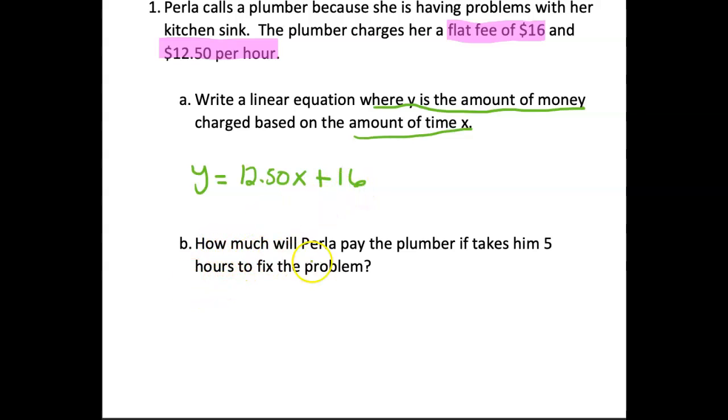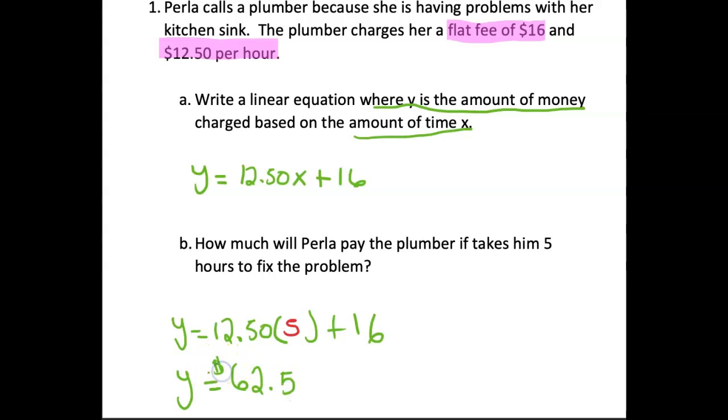Then part B says, how much will Perla pay the plumber if it takes 5 hours to fix the problem? Well, now we're just trying to find the money. So we're going to say 12.50 times 5 plus 16. Let's go ahead and multiply 12.50. That gives you 62.5. And that's how much money it will cost for the plumber to fix that issue when it takes him 5 hours.